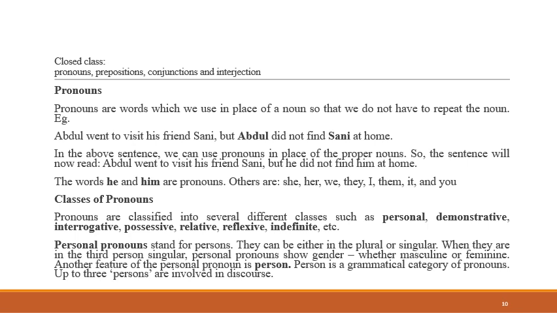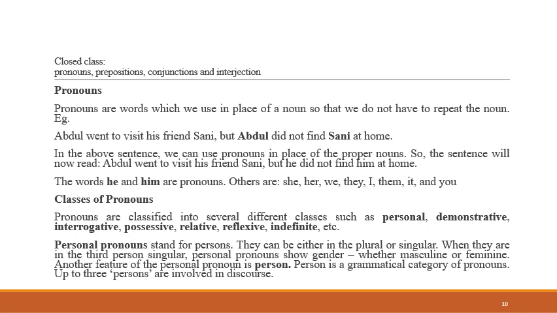So the sentence will now read, Abdul went to visit his friend Sani, but he did not find him at home. He here referring to Abdul. Him here referring to what? Sani. The words he and him are therefore pronouns. Other pronouns we have are like she, her, we, they. We all know this. That's why pronouns have been classified into so many categories.